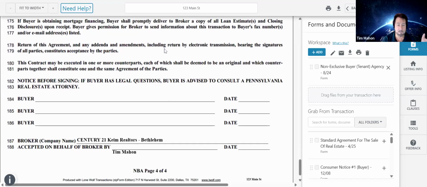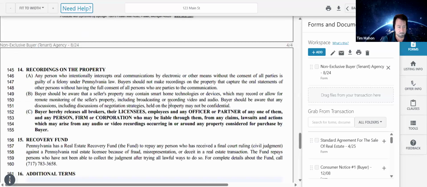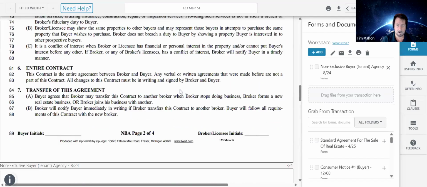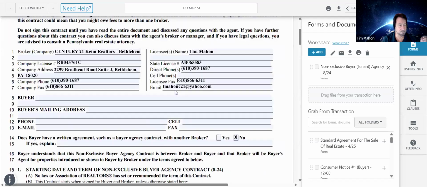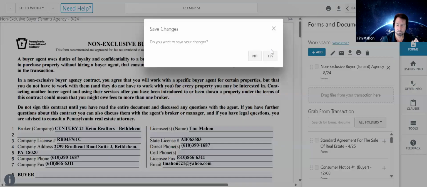Return of agreement by any addendum, including electronic, bearing the signatures constitutes acceptance. Contract may be executed in more than one part. And before signing, if the buyer has legal questions, they should consult a real estate attorney. All right, that's a lot, but a lot of these things that are covered in this paragraph are also going to be covered on the agreement of sale. That's the non-exclusive. Let's go back up a minute and explain where we go with the exclusive.